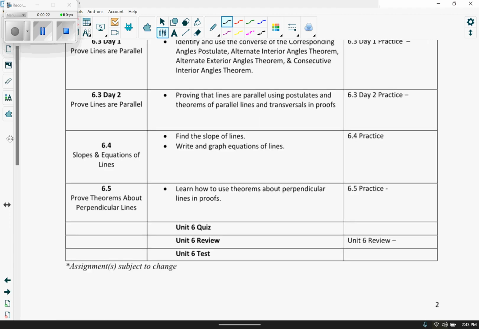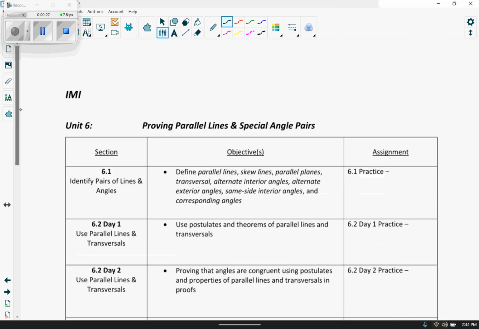This sheet pretty much will tell us what we are doing for the unit, section by section. I will tell you at the end of 6.1, you do have the practice on pages 6. I believe it's 6 and 7, but it might just be 6.